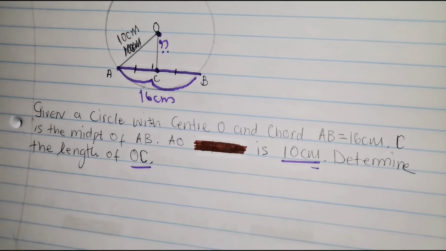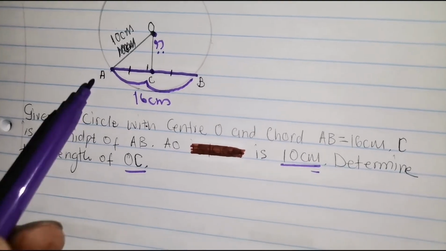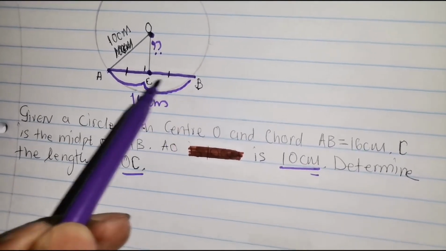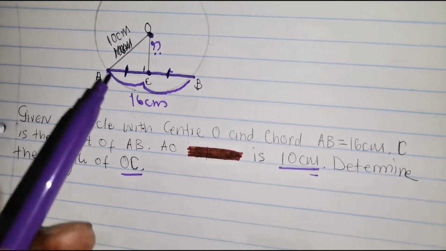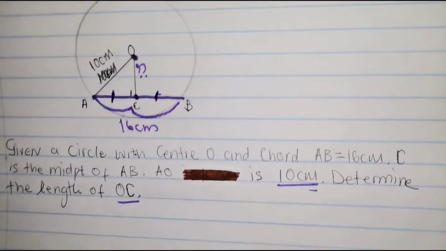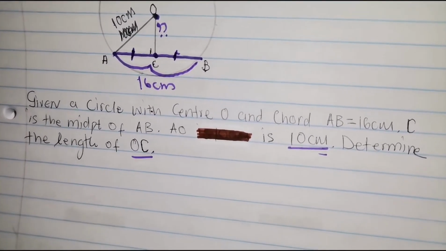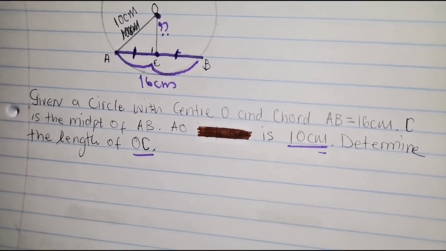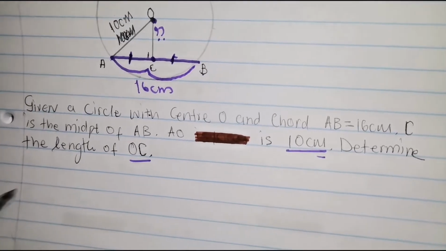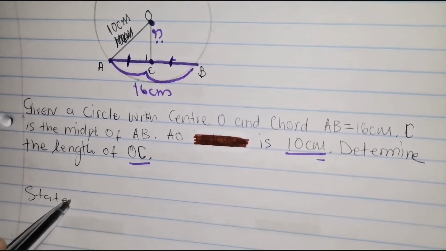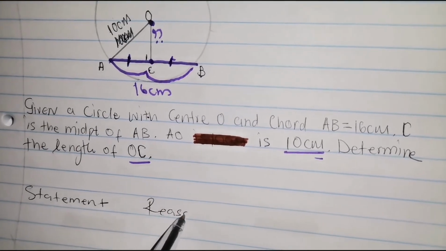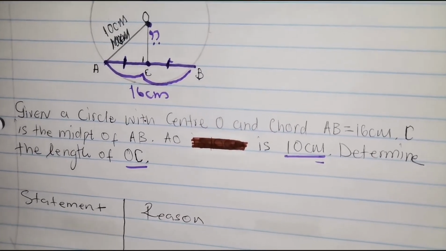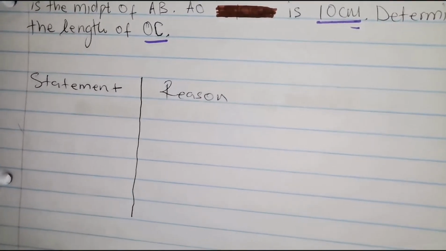I've just taught you that if you're given that AC is equal to CB, or a chord that is bisected, let me draw the statement and reasoning so that I can finish everything up now. If you have a statement and reason, guys. Sorry guys for not using a ruler, but next time I'll always use it.